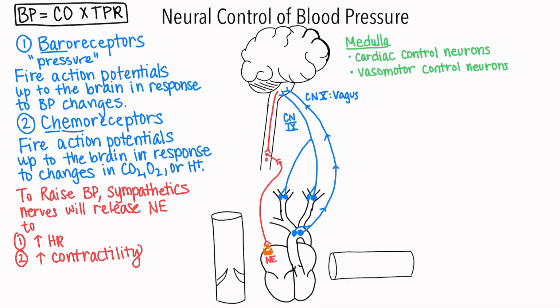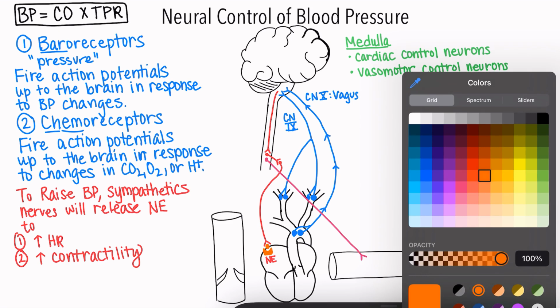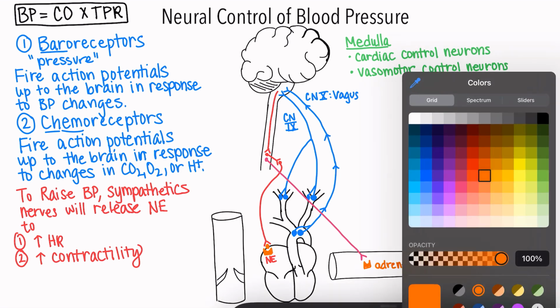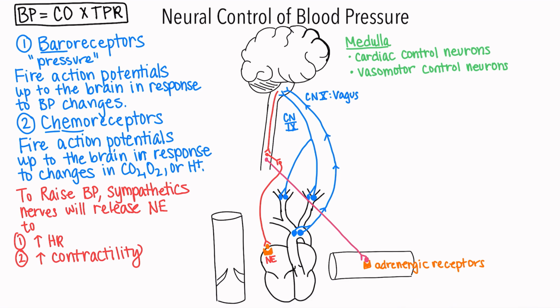So other neurons will be able to go to arterioles. I know that's ugly looking. And then those will also bind to adrenergic receptors. And when this neurotransmitter, norepinephrine, binds here, it will cause vasoconstriction of most arterioles. So we could actually label this right here. So these are arterioles. Most of these will constrict, and that will raise systemic blood pressure.